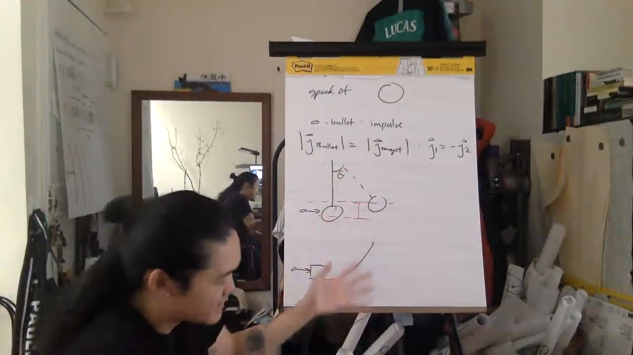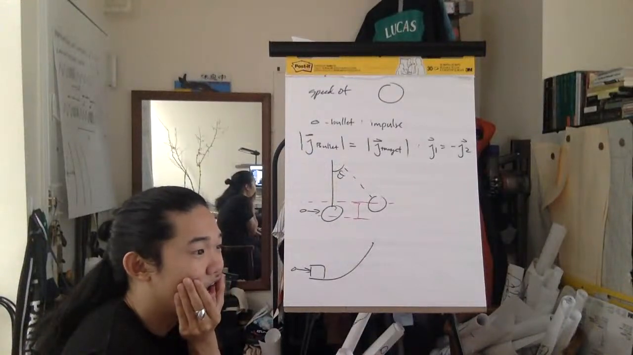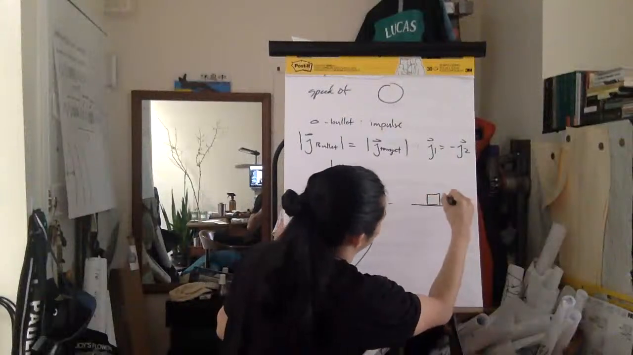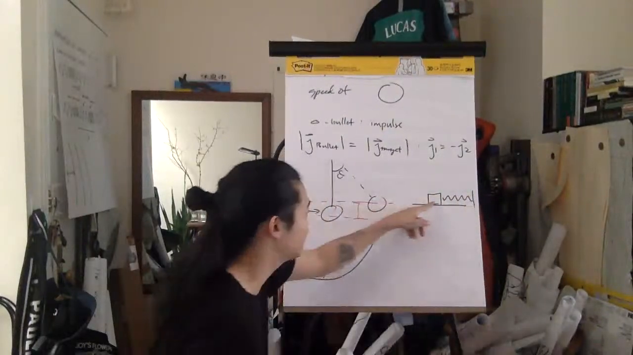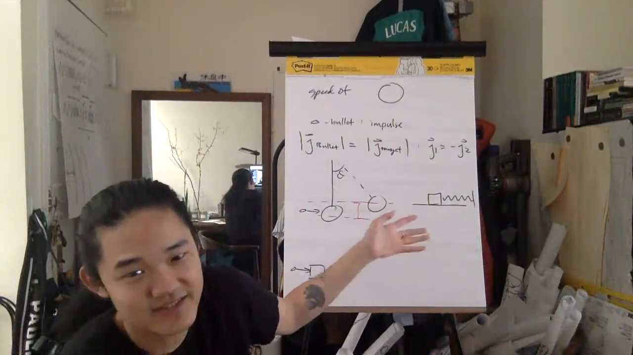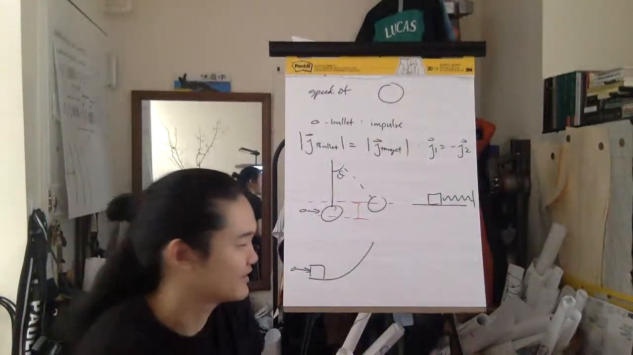Is there another example of that problem I can think of? Yeah, like which bullet will make the spring compress the most? Same thing.